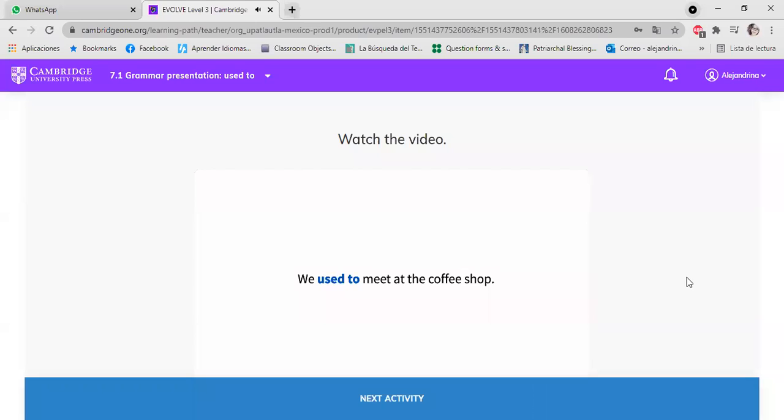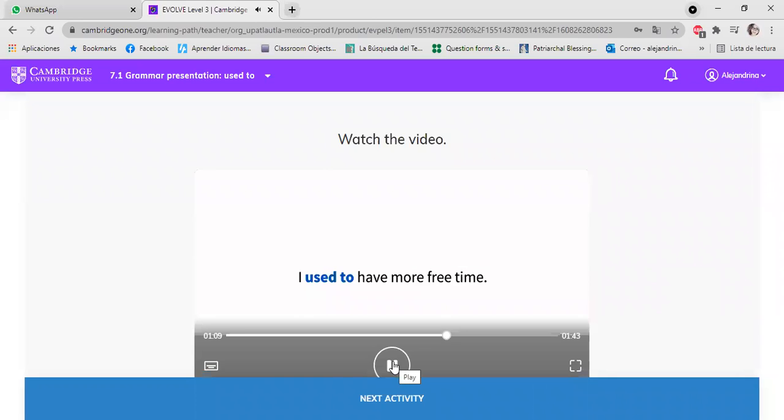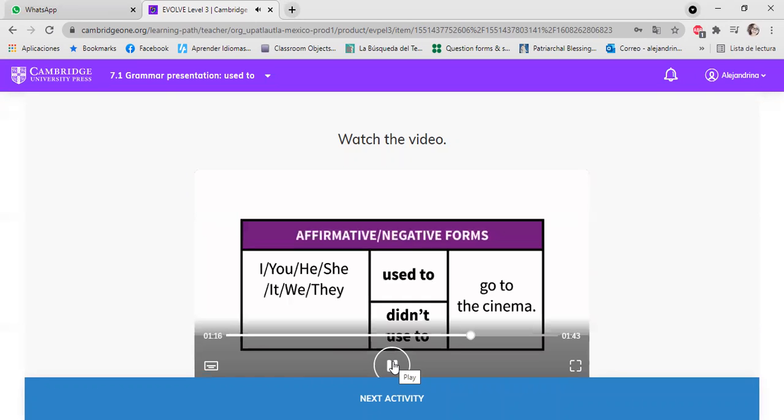You can use used to and a verb to describe actions that happened regularly in the past. I used to have more free time. You can also use used to for states that were true in the past, but are not true anymore. In affirmative sentences, use used to. In negative sentences, use didn't used to.